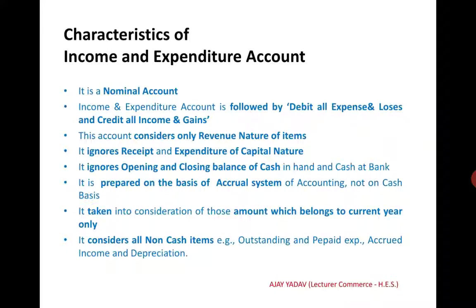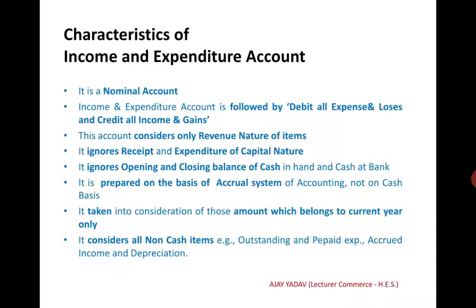Characteristics of income and expenditure account: it is a nominal account, and it is followed by debit all expenses, losses, credit all income and gains. This account considers only revenue nature of items and ignores capital receipts and capital expenditures. It also ignores opening and closing balance of cash in hand and cash at bank.